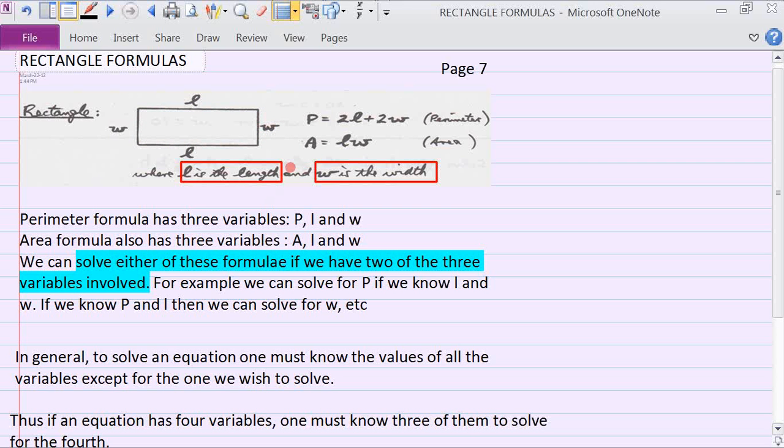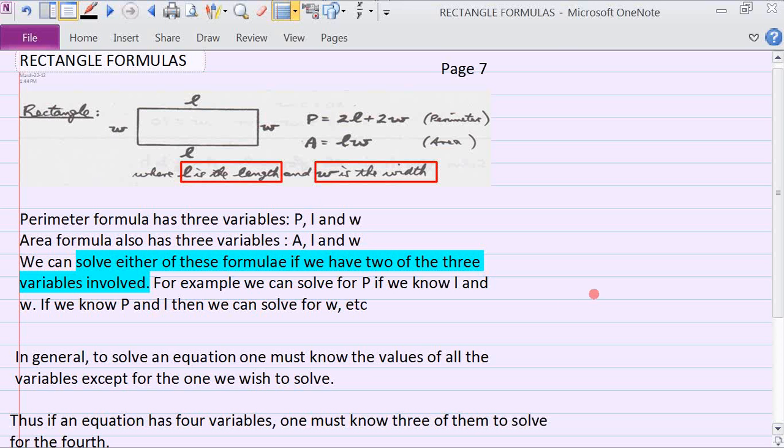Now, another formula that we can get out of this is the area. The area A equals the length times the width. So we have two formulas now which use variables. The perimeter formula has three variables: P, L, the length, and W. The area formula has three variables, A, L, and W.